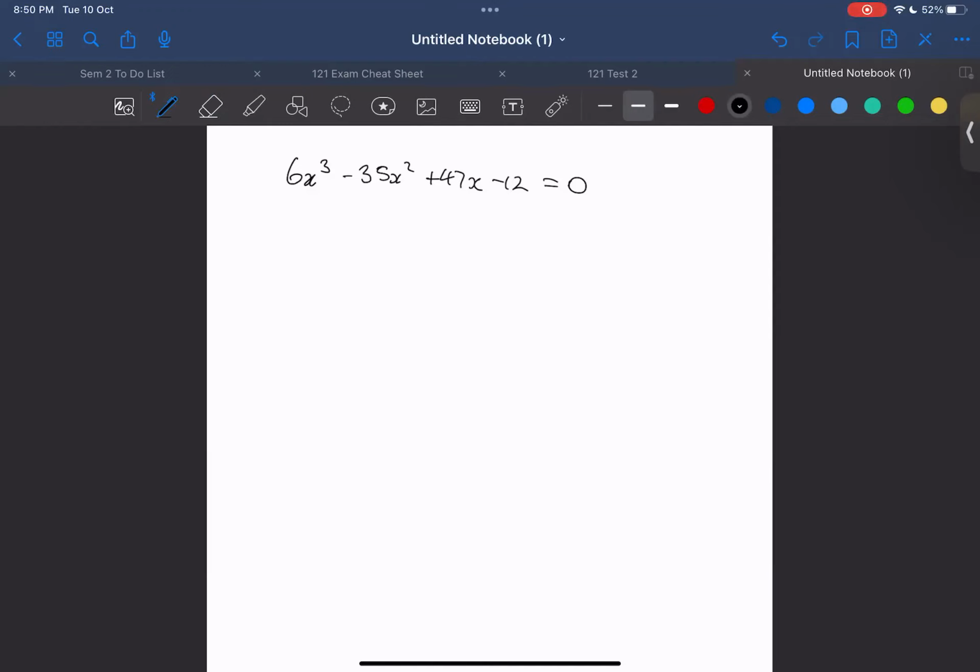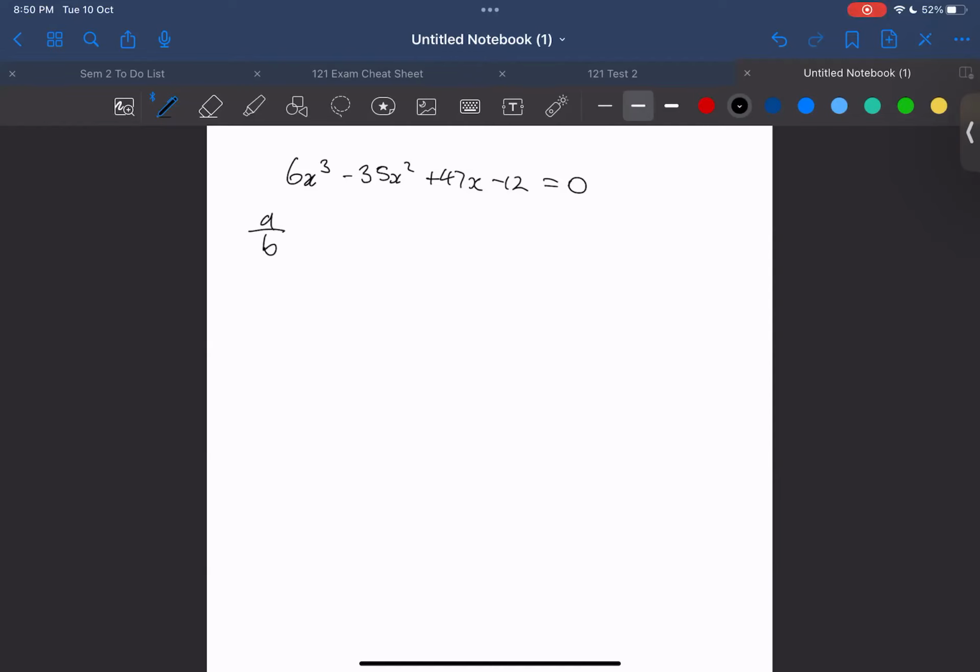Wait, is it the numerator divides 12 and the denominator divides 6? Oh, wait, I got it wrong. It's the numerator divides 12. My bad, bro. I didn't even know the theorem. This is the most irrelevant theorem. I don't care about this theorem.